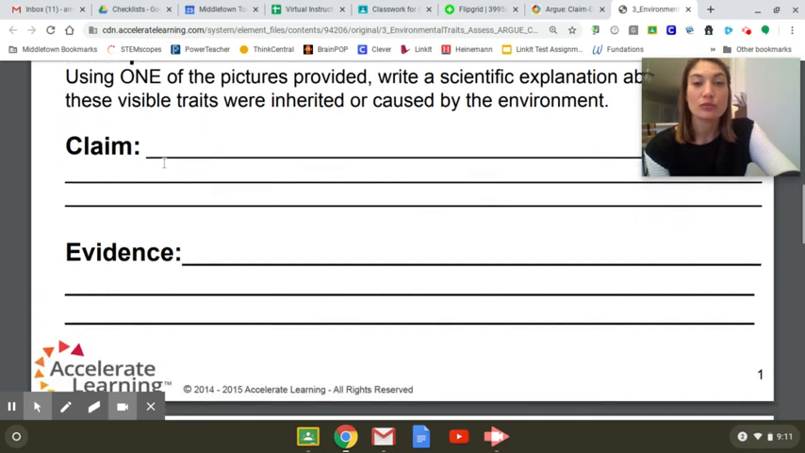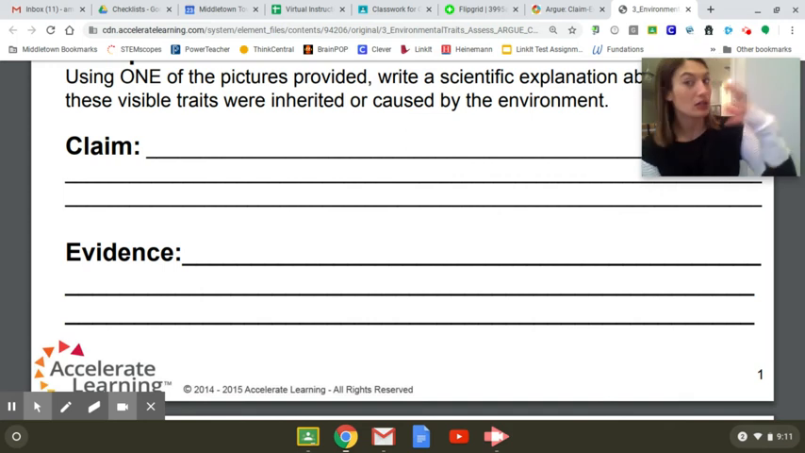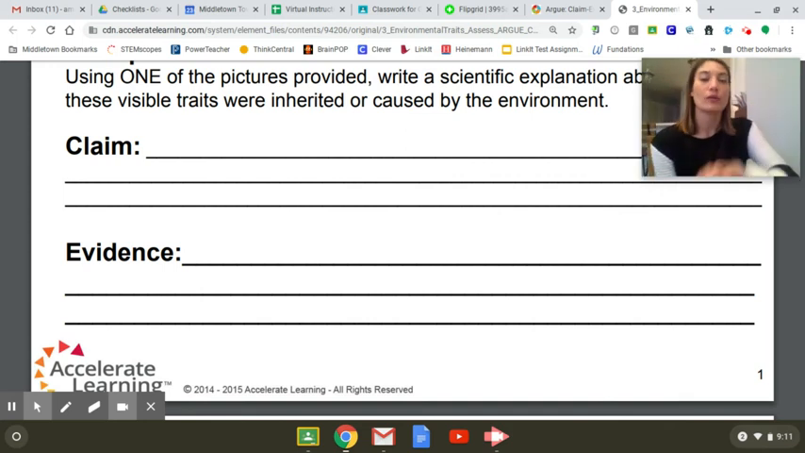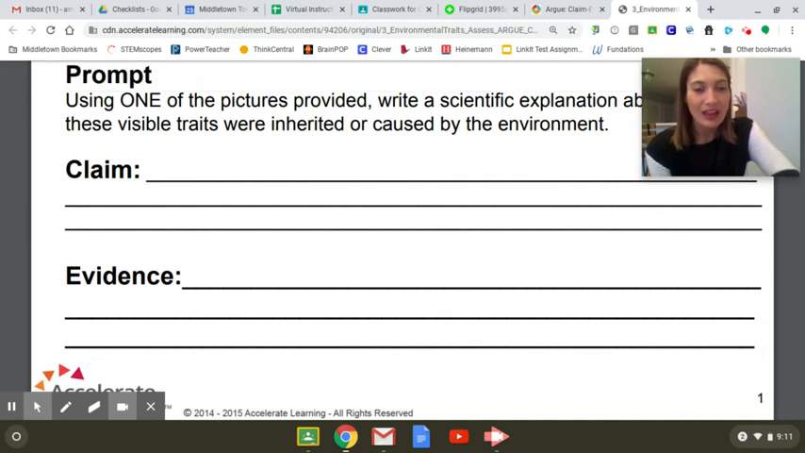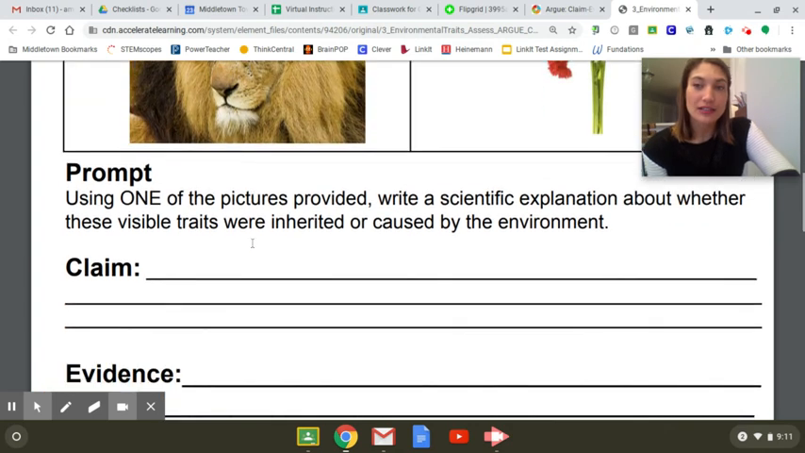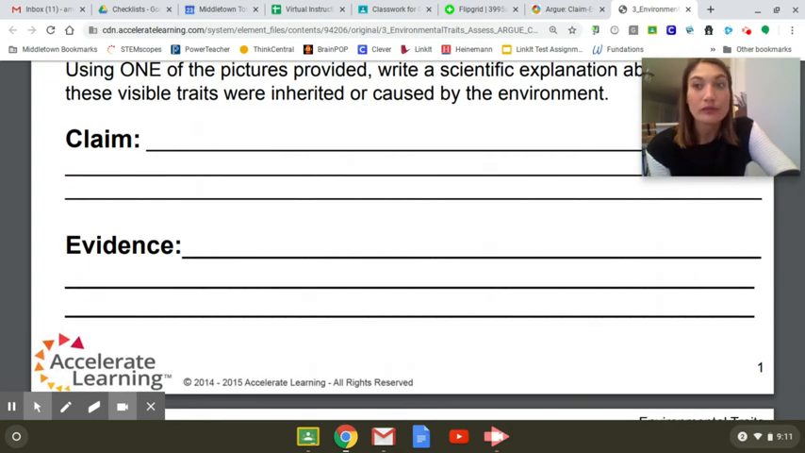So in your claim, you will say, I believe the picture of the lion was blank, or I believe the broken flower stem is caused by what, or it was inherited, whatever you think. So you're just going to state what you believe, answer the question here, and then give evidence of how you know. All right. Remember, when you give evidence, you really want to use the pictures to help you, or what you know and what we've learned about inherited or environmental traits throughout this whole unit.